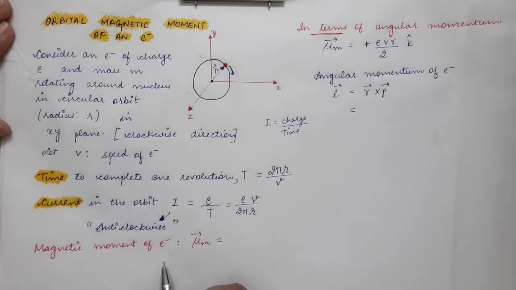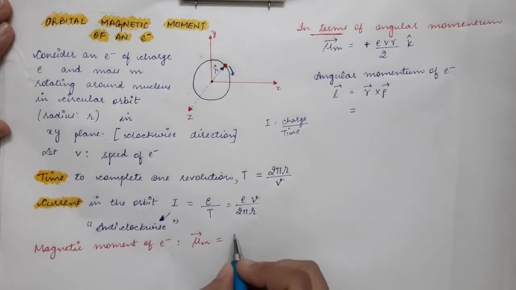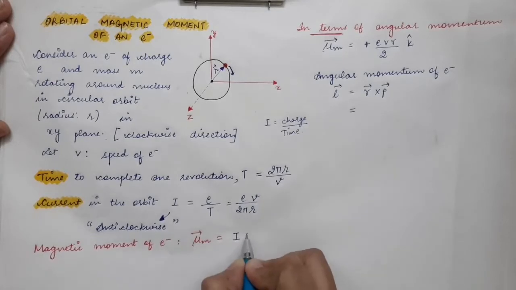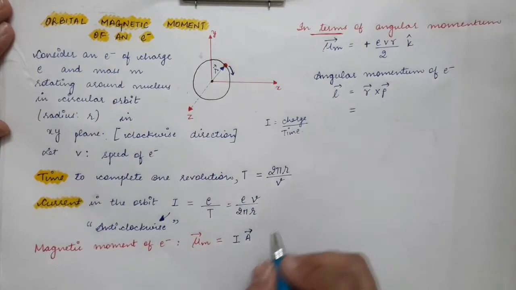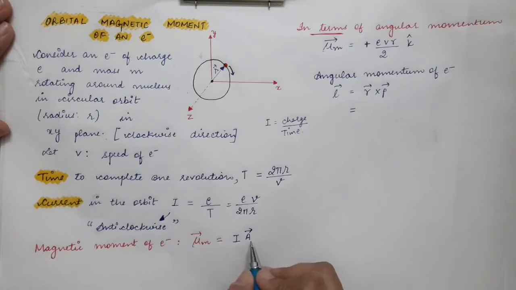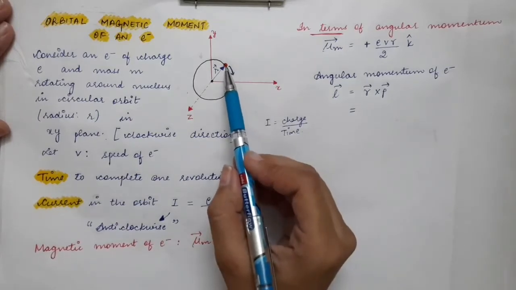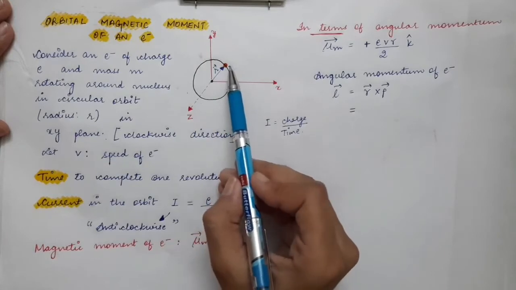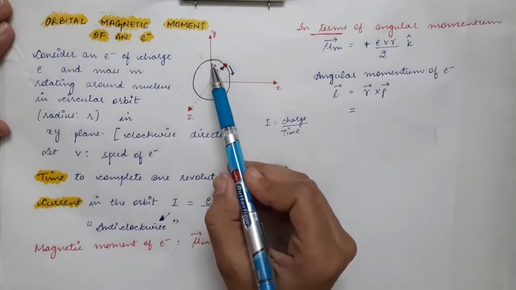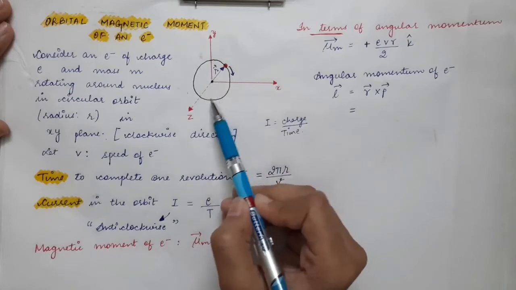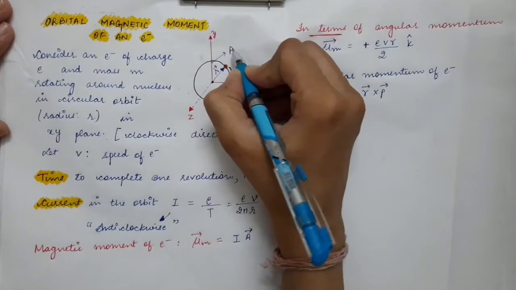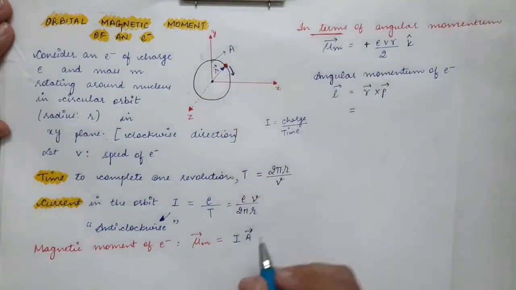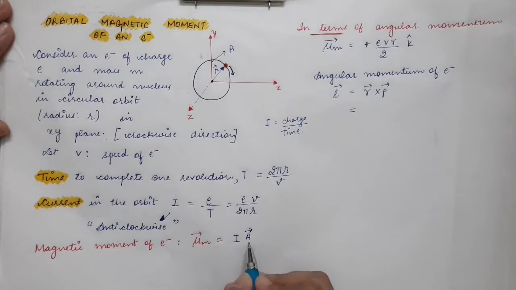Magnetic moment of the electron or any charge is given by current times the area vector. We have already seen the definition of magnetic moment. That magnetic moment is equal to current times the area enclosed by the loop. In this case we have this circular loop, and current in this loop is flowing in anti-clockwise direction. And what is the area enclosed? We have supposed that the area of this whole circle is equal to capital A. And over here we have the area vector.